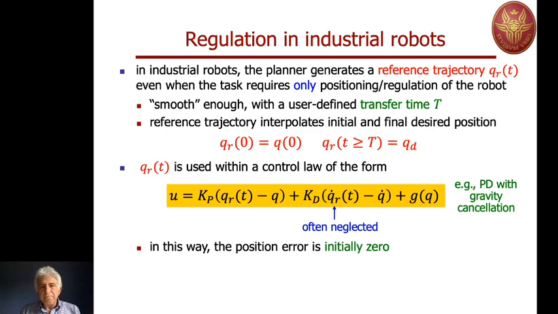So what are the advantages of this? First of all, when you start, now forget about gravity cancellation, because this is there for sure. So just focus on the PD part. Initially, the velocity and the position is matched to the current position and velocity. So the initial error and its derivative are both 0. So the large effort that I would have if I would see at the initial time the full error Qd minus Q is eliminated.